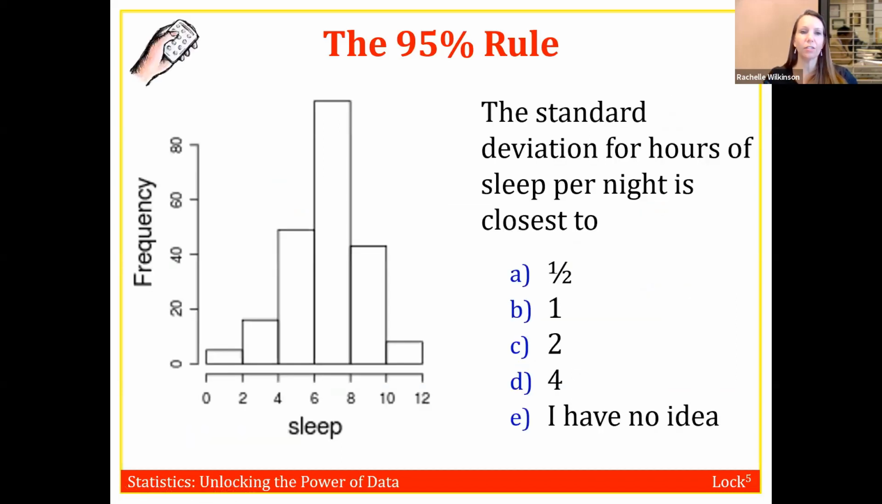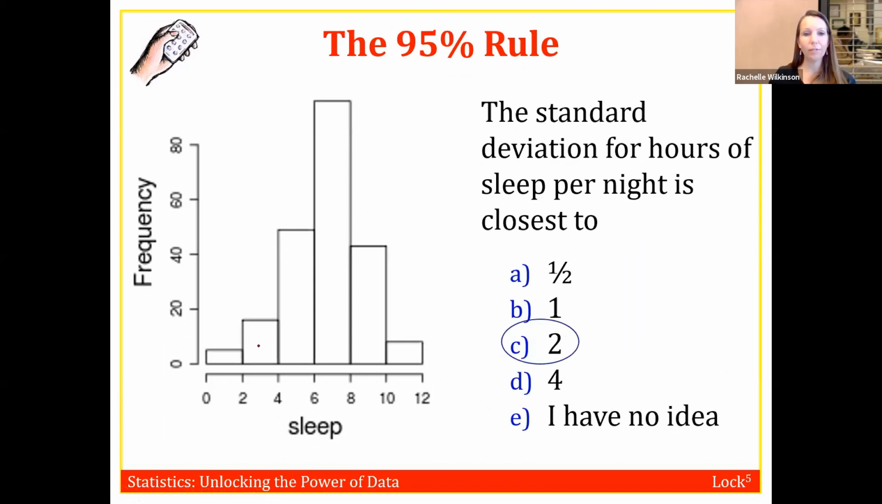Okay, so here's another chance for you to try some out. See if you can estimate the standard deviation for hours of sleep per night on this histogram. And here I've even given you some options to choose from for the standard deviation. All right, I'm seeing a lot of C's, and that is the correct answer.